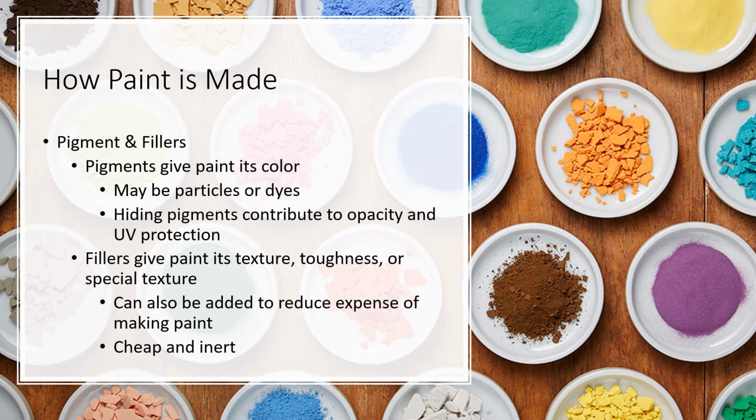Fillers give paint its texture, toughness, or special texture. If you've ever seen outdoor floor paint, how it has a little bit of grit to it, that's a filler added so that it's harder to slip on a painted floor surface. Fillers can also be added just to reduce the cost of making the paint so that you can have a higher profit margin. These fillers are universally very cheap and universally inert. They're not going to react to the paint around them and change its color in any fundamental way.